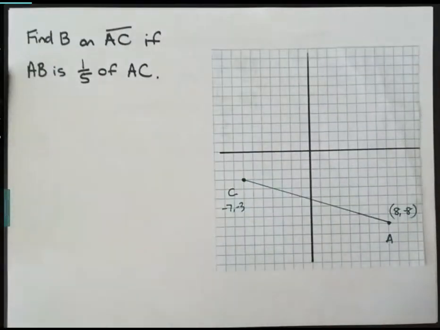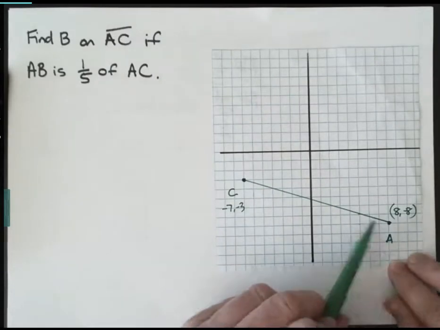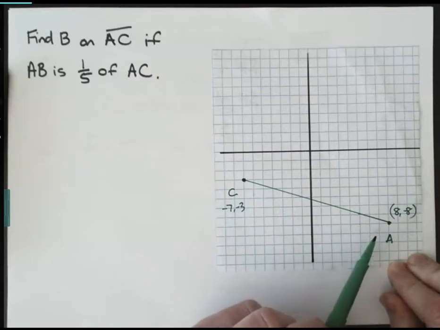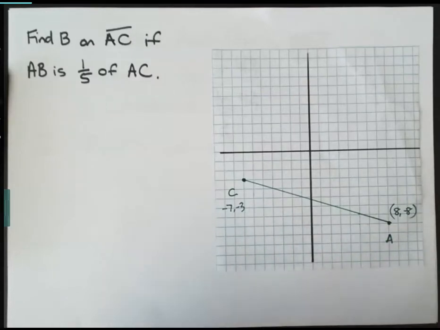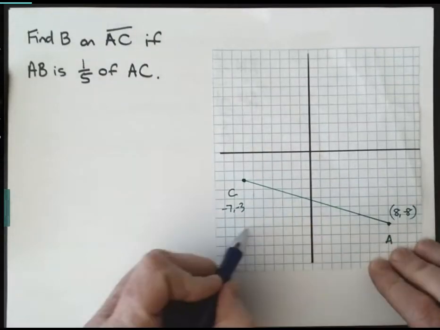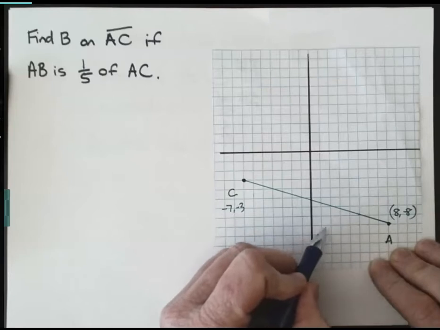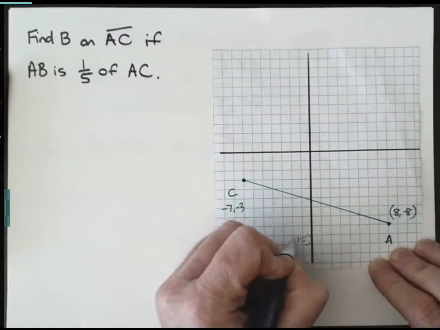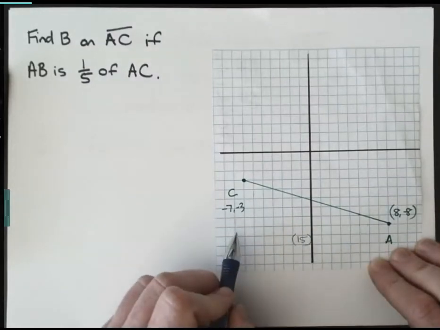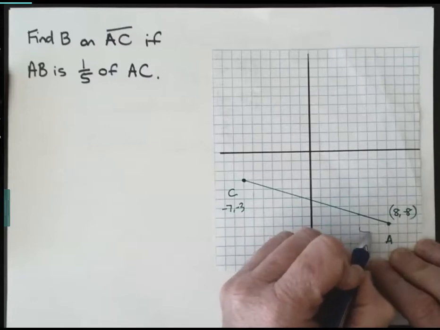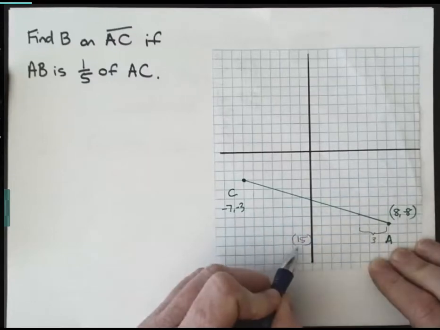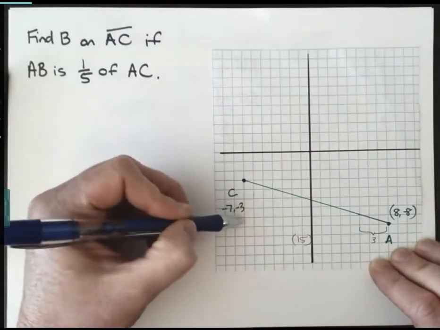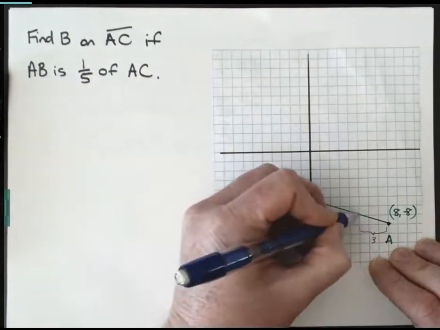Another type of problem, we want to find B on AC. So B is somewhere on this line. If AB is only 1/5 of AC. So let's find our displacement. It looks like we went over 1, 2, 3, 4, 5, 6, 7, 8, 9, 10, 11, 12. Over 15, right? So instead of going over 15, we're going to go over only 3 because we want 1/5 of that, okay? And then we went up 1, 2, 3, 4, 5. So instead of going up 5, we're going to go up only 1.